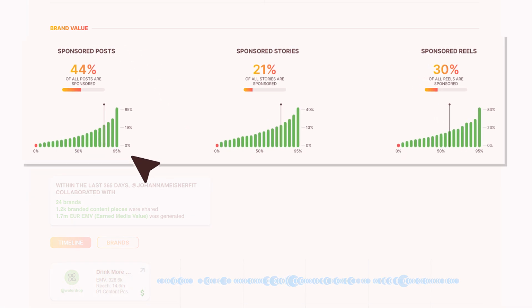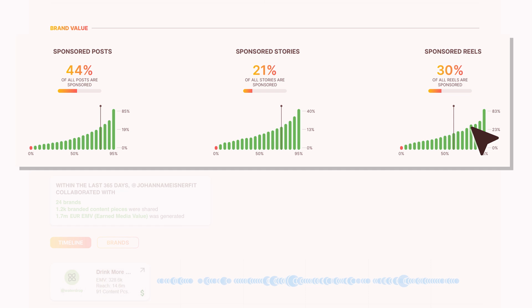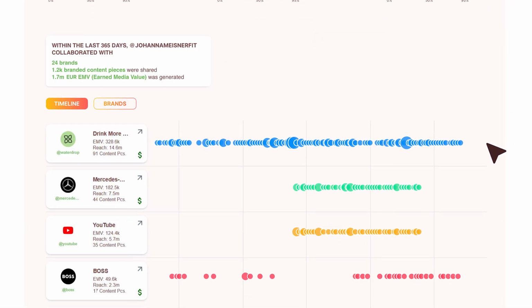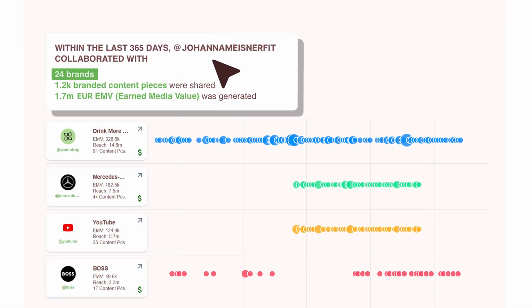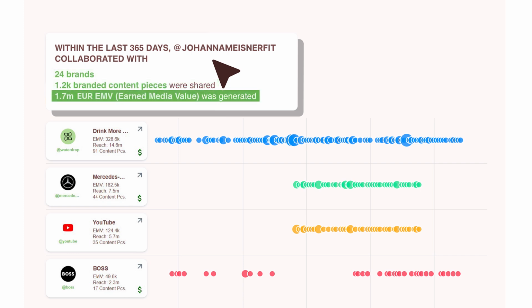You can begin by viewing the percentage of sponsored content pieces the creator has recently published, giving you insight into their advertising activity. Next up, you'll also see an overview of the brands they've worked with, the number of sponsored content pieces they've shared, and the earned media value generated from these collaborations.